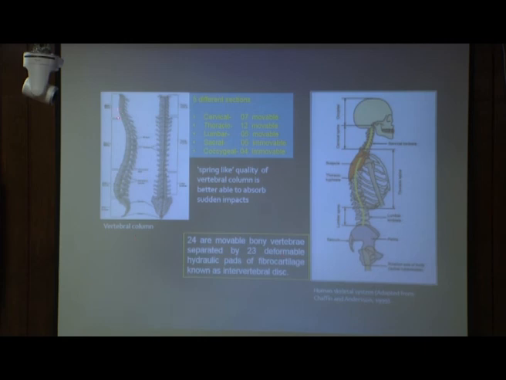Now if you look at these vertebrae, in between two vertebrae, two bony structures, there is some soft tissue material called the intervertebral disc. The 24 movable bony vertebrae are separated by 23 deformable hydraulic pads of fibrocartilage known as intervertebral discs. So in between two vertebrae, this portion is the intervertebral disc. During our bending, that intervertebral disc gets compressed.